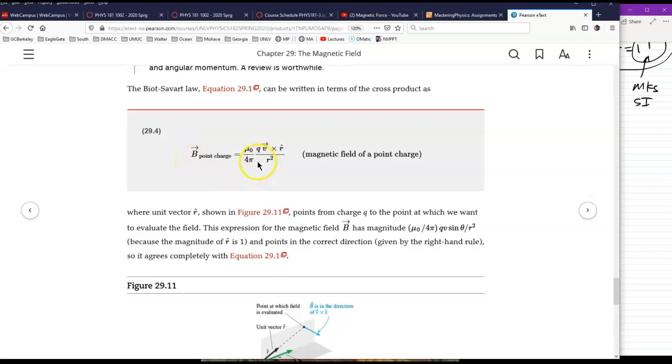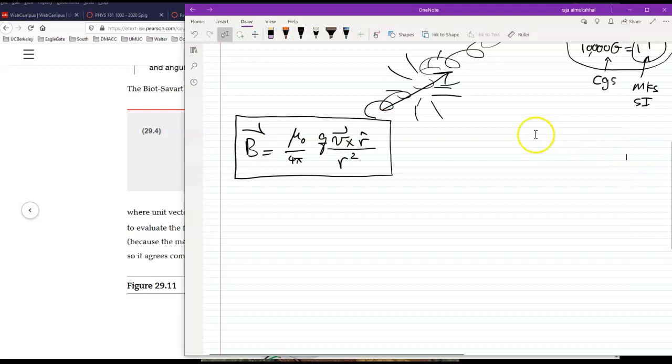Okay, mu naught here is just like, you remember epsilon naught, which is the permittivity of free space. It's equal to 8.85 times 10 to the negative 12, whatever the units are. This one is called the permeability of free space. It's 4 pi times 10 to the negative 7. Okay? Make sure, look it up here. Mu naught.